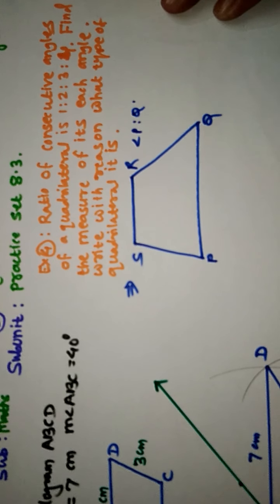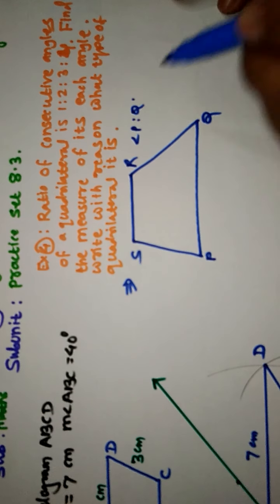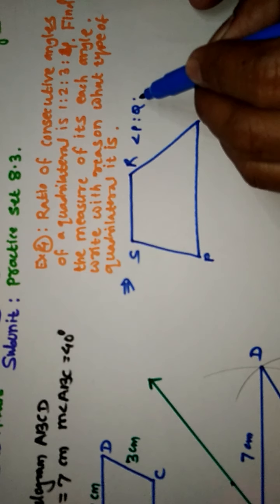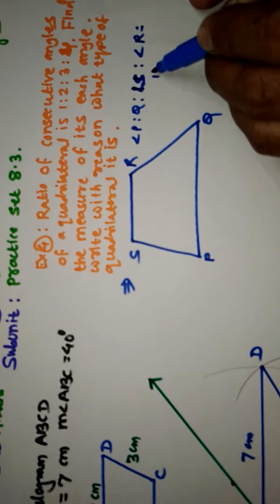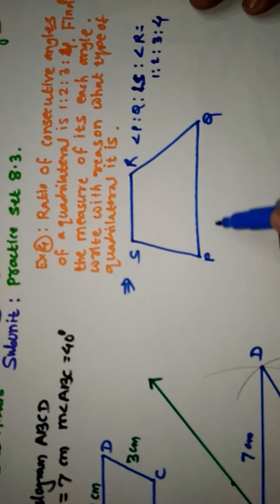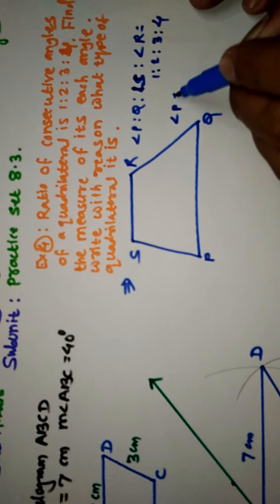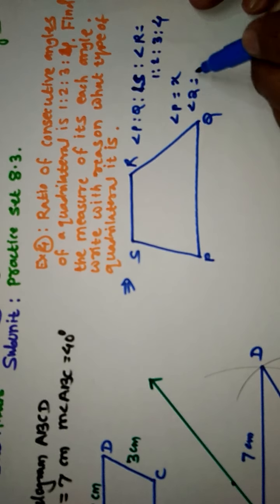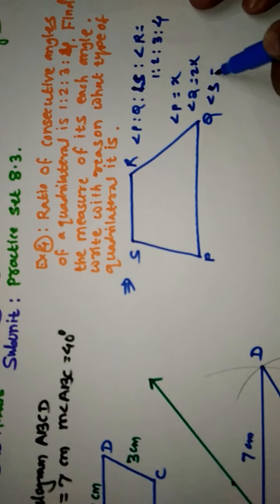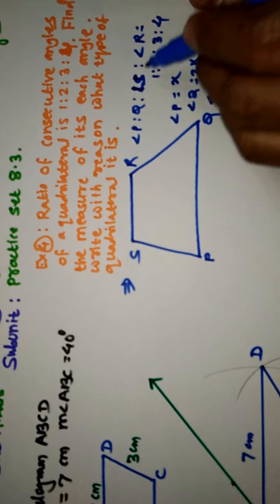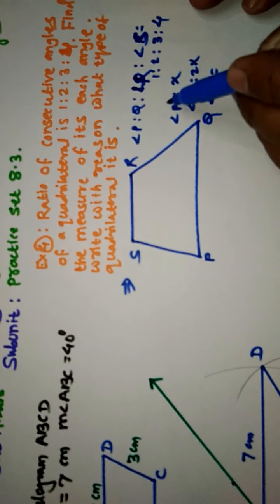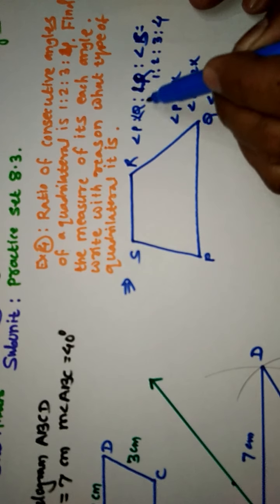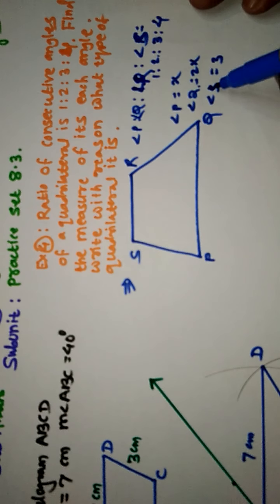Now these angles are in the ratio angle P : angle Q : angle R : angle S is equal to 1 : 2 : 3 : 4. So their common multiple be x, therefore angle P is equal to x, angle Q is equal to 2x, angle R is equal to 3x, and angle S is equal to 4x. In PQRS, write R here and S here.